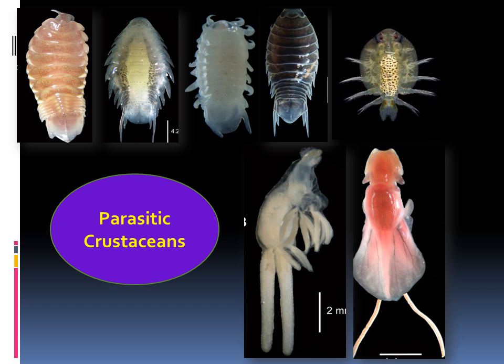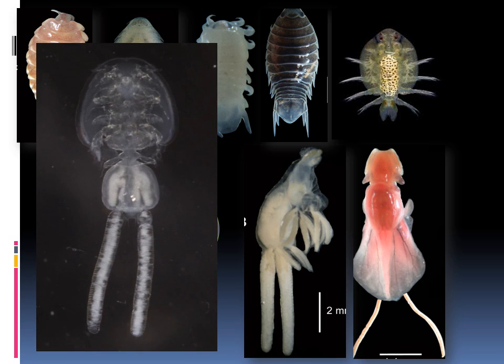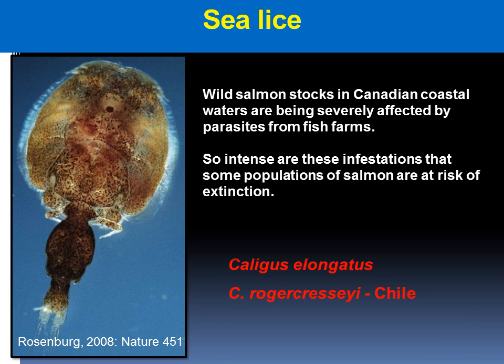You can see here the parasitic crustaceans. These are isopods, and also branchiurans and parasitic copepods. Here the important parasitic copepod is sea lice, which is causing problems in cage aquaculture.